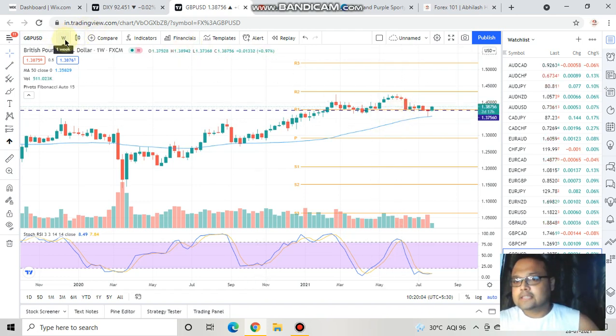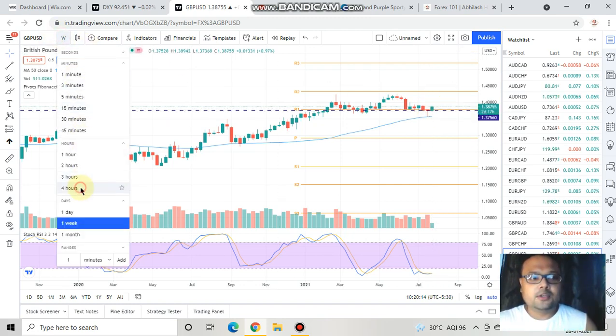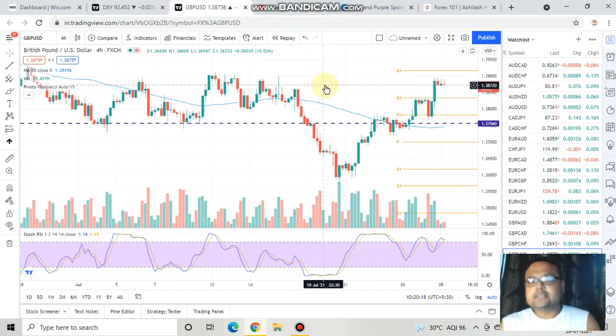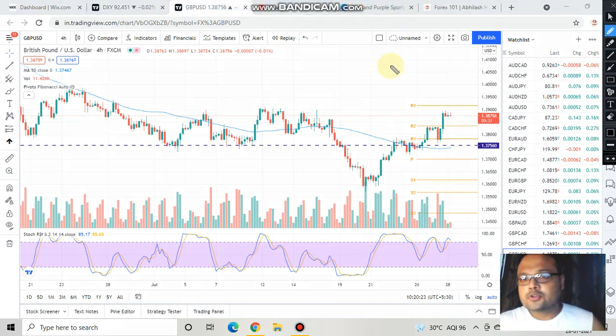Okay, I can see that clearly the market has managed to respect the support line, and the market is trading comfortably now above this support line. So what should be our strategy for the day? The strategy is simple. As the market is in the overbought zone, therefore the market will come down.